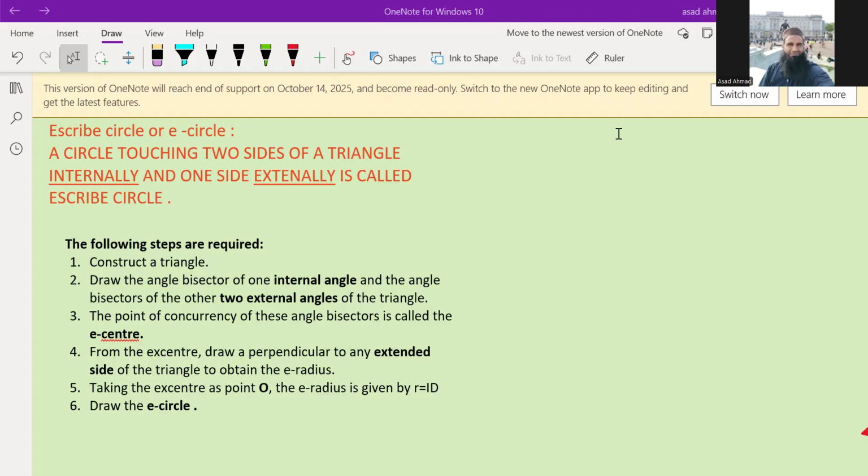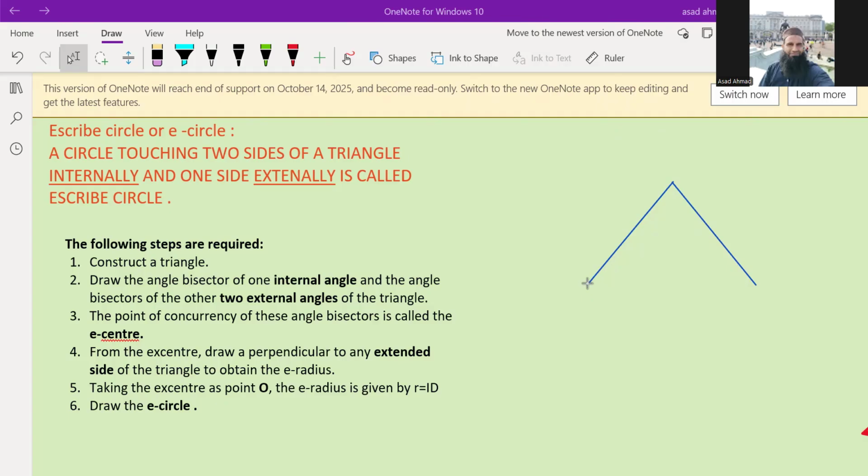The new topic is an escribed circle, or excircle. This is a circle which has a specific definition. Before going into the construction, let me quickly explain what will be the shape of this type of circle.